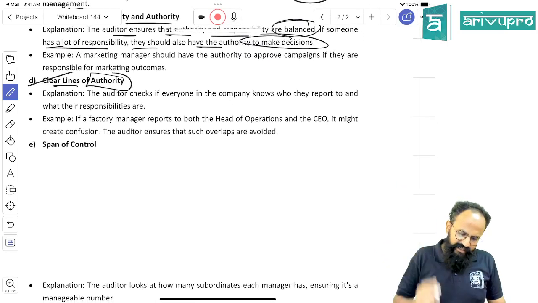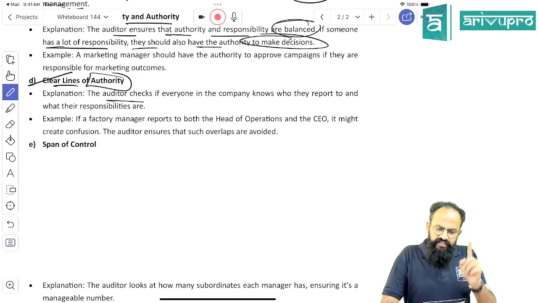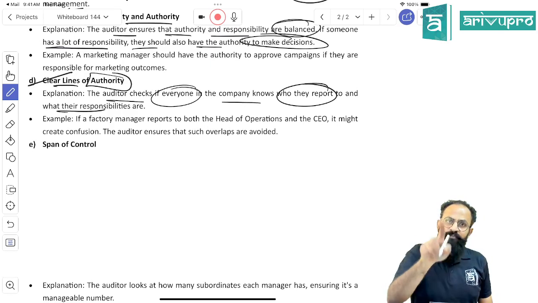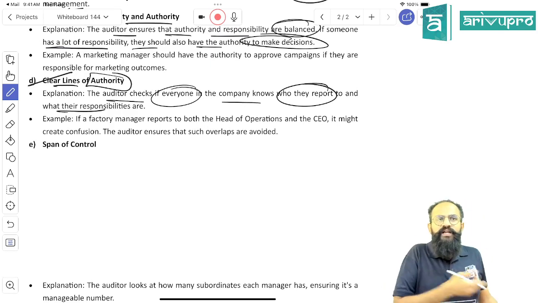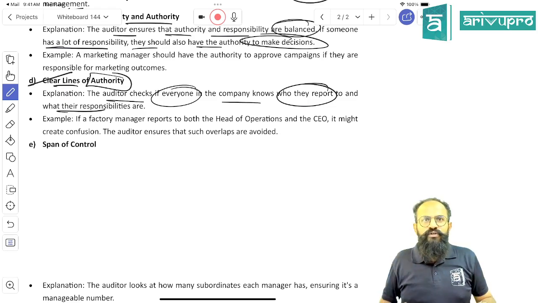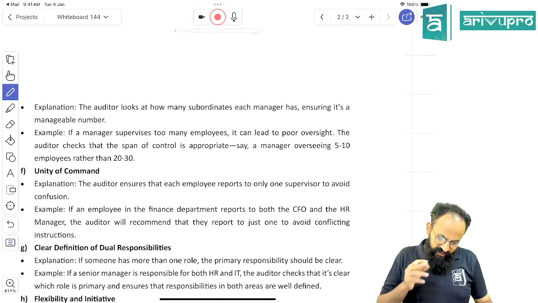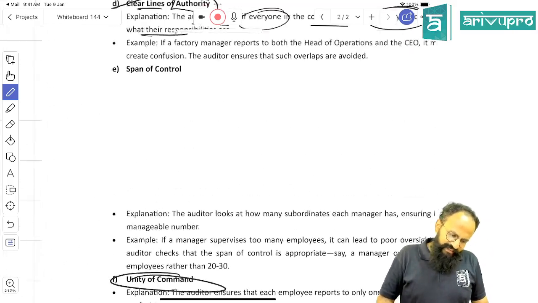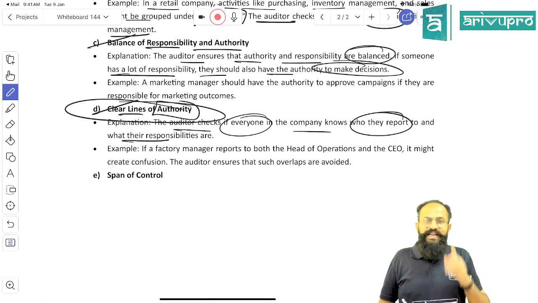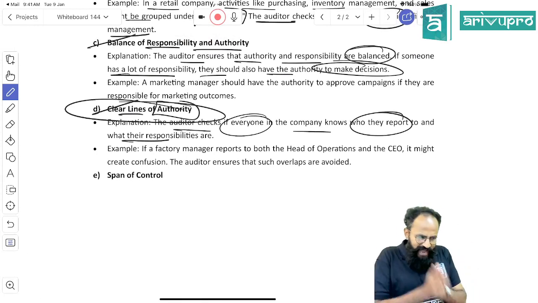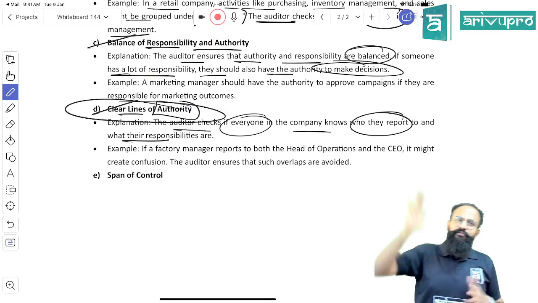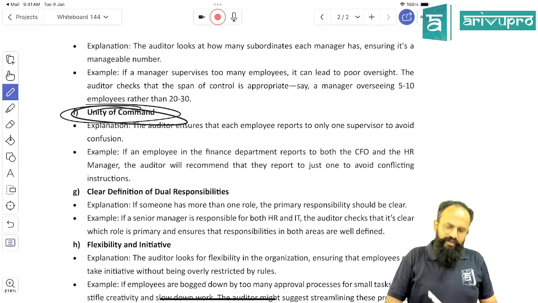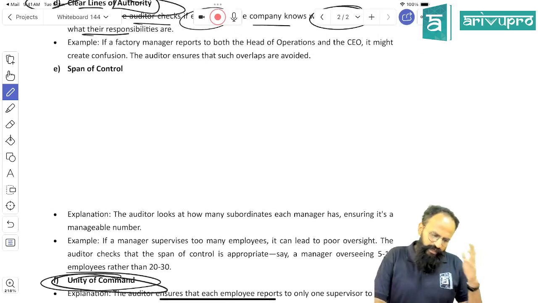Now see here, read the example. The auditor checks if everyone in the company knows who they report to and what their responsibilities are. Now I should know, in a company, if I have a problem, where should I go to? Now see that this unity of command and this almost have the same explanation. Clear lines of authority says, if at all I have a problem, I need to know to whom I have to reach out to. And that should not be multiple people. That multiple people will be given in unity of command. Now read the complete part, you will get a fair idea.